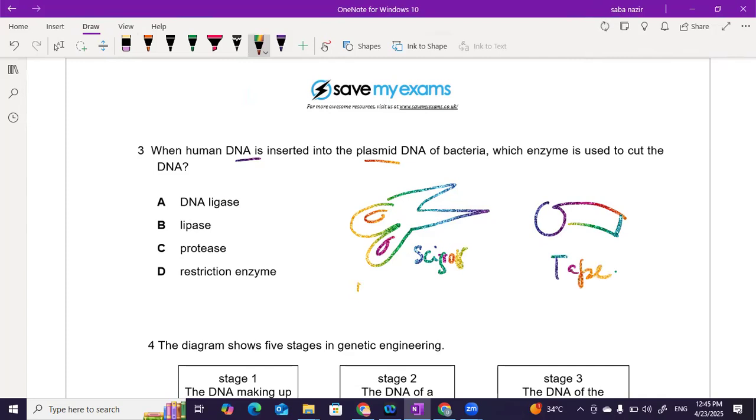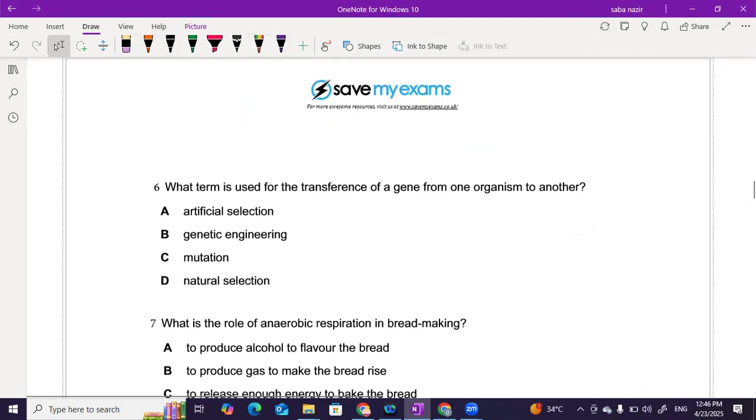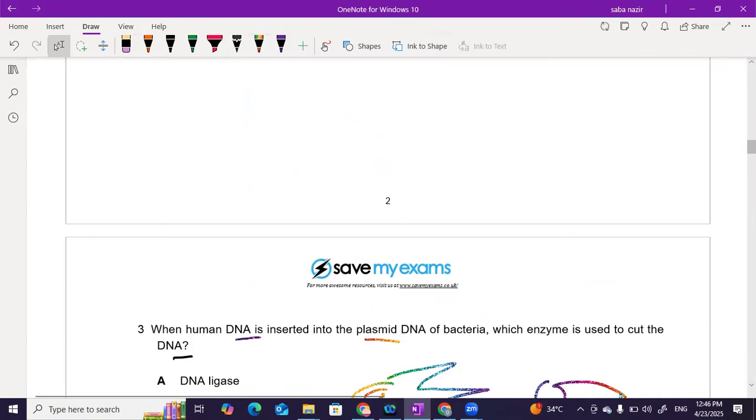So the enzyme DNA ligase acts like the tape. It helps in pasting. And restriction enzyme is actually used to cut the DNA. So if we want to cut the DNA, which enzyme will we be using? The restriction enzyme. Okay. Now, question number 4.